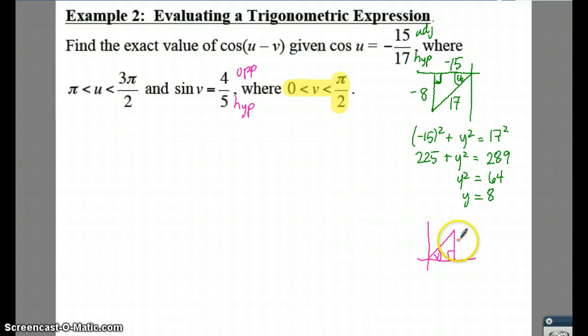In the first quadrant, your 4 is your opposite side, your hypotenuse is 5. And we know from using this triangle a lot that your horizontal side is going to be 3. This is a 3, 4, 5 triangle.